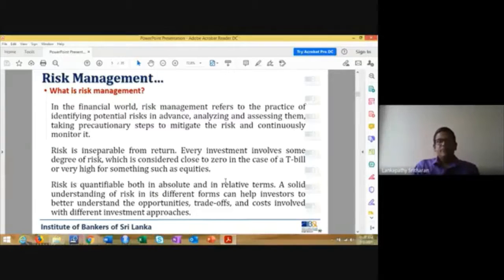So the risk is minimum, very minimum. We can say that there is no risk, because only interest rate risk is getting involved. So it is very close to 0% risk. So that is treasury bills. But if they invest in the stock market, there may be different risk.